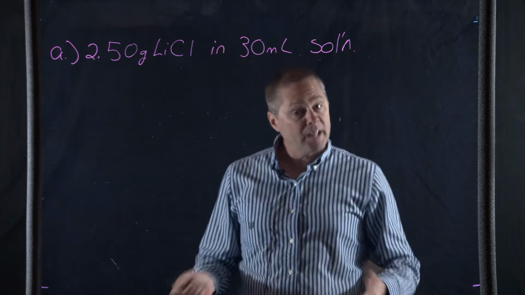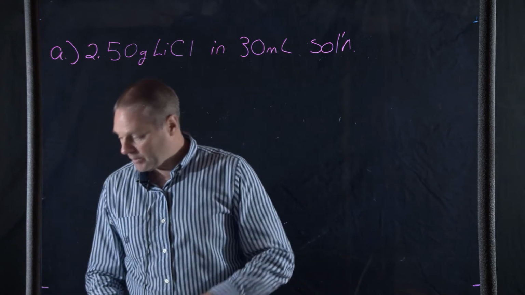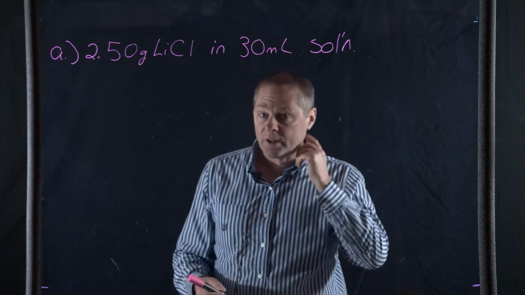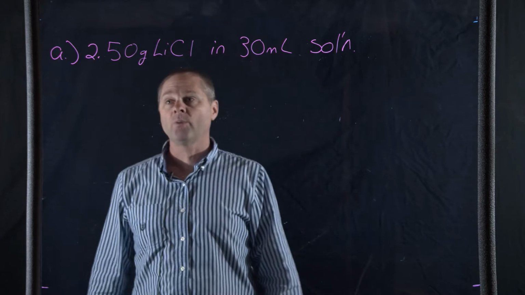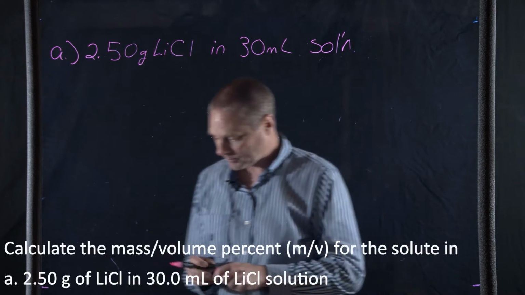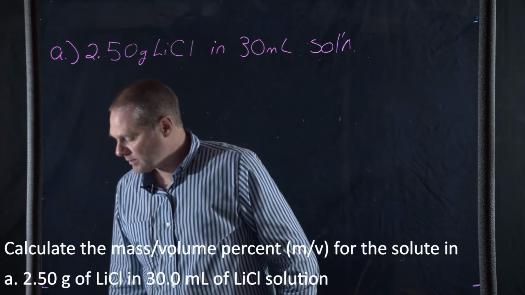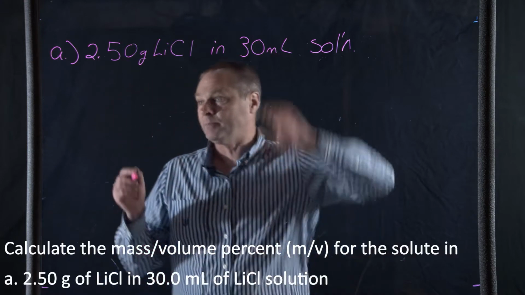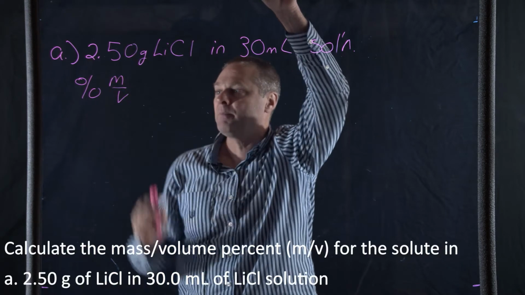All right, in this next question, what we're going to be dealing with is mass per volume solution. Once again, we're going to continue working on problems of concentration. So in this first question, we have 2.5 grams of lithium chloride in 30 milliliters of solution. This question asks us to calculate the mass volume percent for the solute in each of the following. So we need to find the percent mass by volume.